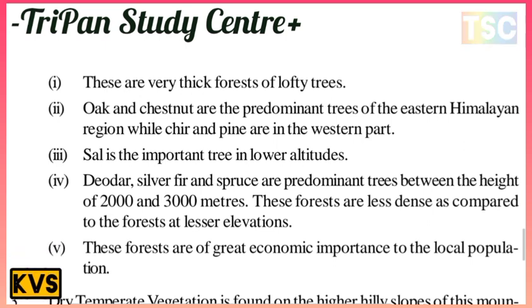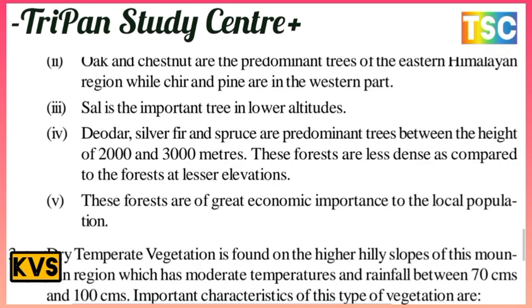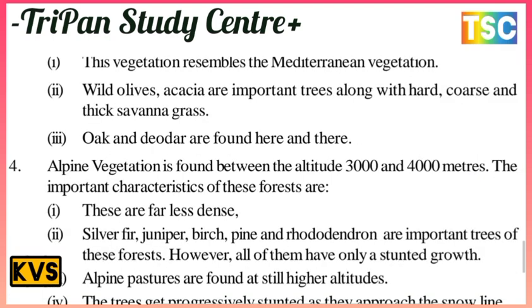There is an important point here. These forests are of great economic importance to the local population. Next point: dry temperate vegetation is found on the higher hill slopes of this mountain region, which has a moderate temperature and rainfall between 70 centimeters and 100 centimeters. The important characteristics of this type of vegetation are here.